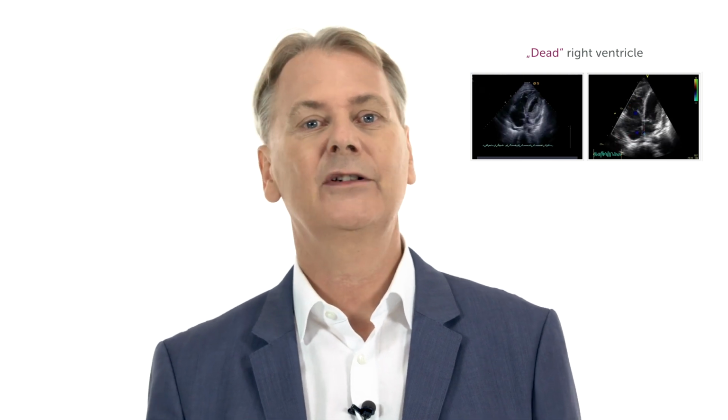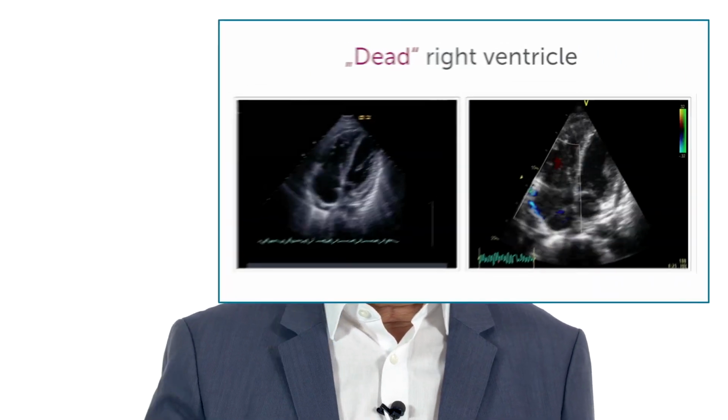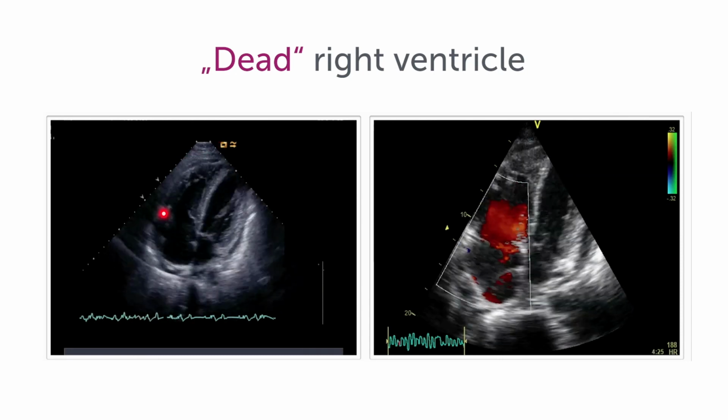This is a patient who had right ventricular myocarditis, a very rare cause. It was an immunological disease. And what happened here was that the right ventricle was even electrophysiologically completely dead. And there was practically only very little contraction left.